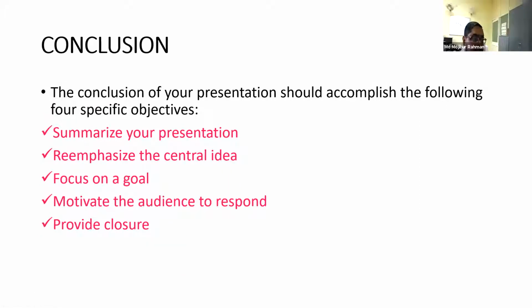Okay, now that conclusion part, the conclusion of your presentation should follow the four specific objectives. You have to summarize the entire presentation, re-emphasize the central idea, then focus on the goal and motivate the audience to respond. Then at the end of the question answer session, you have to provide the closure also.